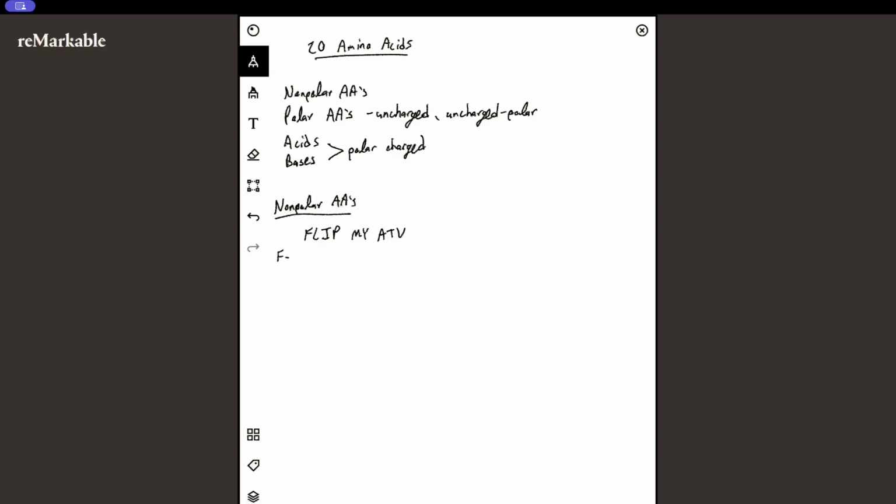So F is gonna be phenylalanine. L is gonna be leucine. I is gonna be isoleucine. P is gonna be proline. And then we're gonna go to the next word. M is gonna be methionine. Y, a little weird, but it's gonna be glycine. And we'll get more into that later. I think it works with glycine because glycine's also weird, in my opinion at least.